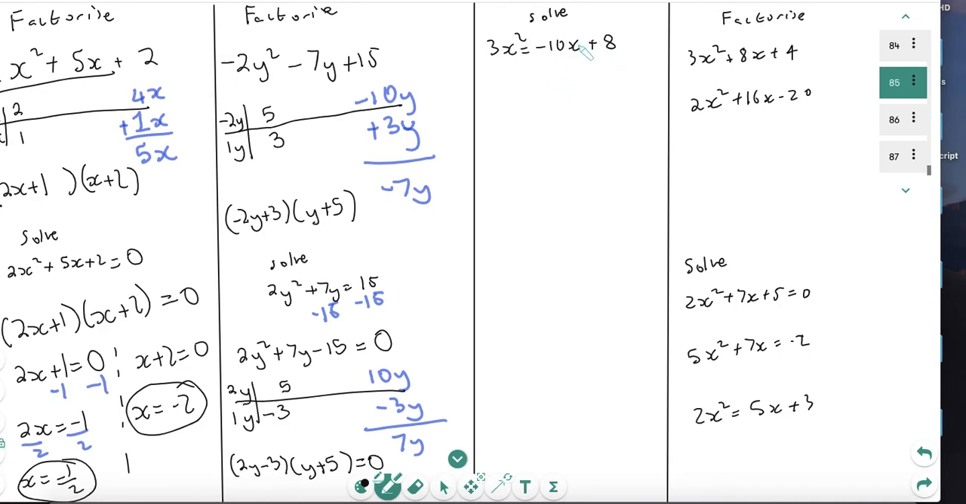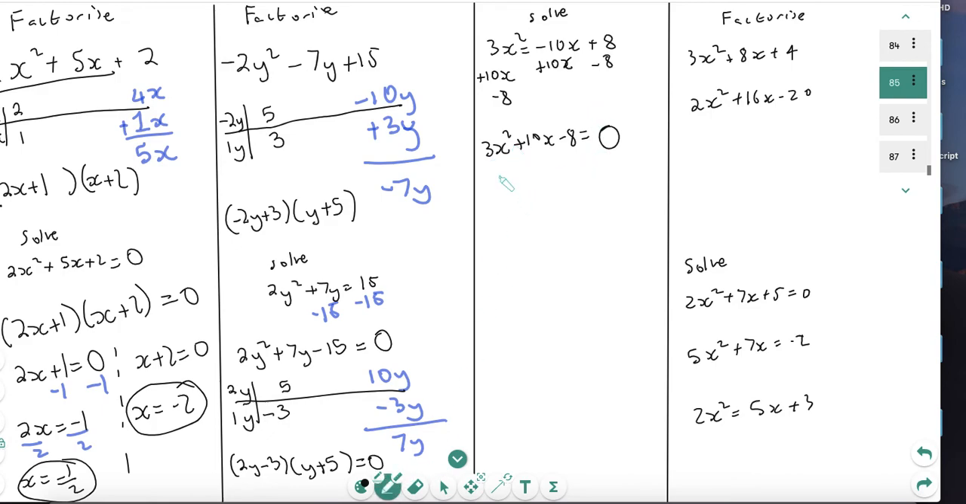So how do you get rid of minus 10x? We're going to plus 10x. So plus 10x on this side. How do you get rid of plus 8? You minus 8. So on the left-hand side, we have 3x squared plus 10x minus 8. On the right-hand side, minus 10x plus 10x is nothing. Plus 8 minus 8 is nothing, so it's equal to 0. Ooh, we have a quadratic, a square term, an x term, and a number term. And it's equal to 0. Perfect. To solve a quadratic, we must factorize.